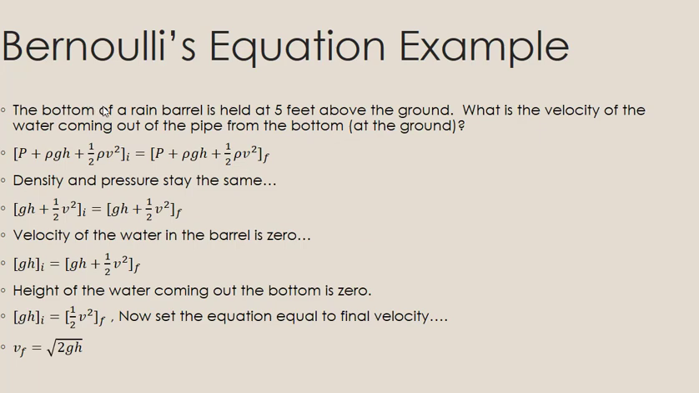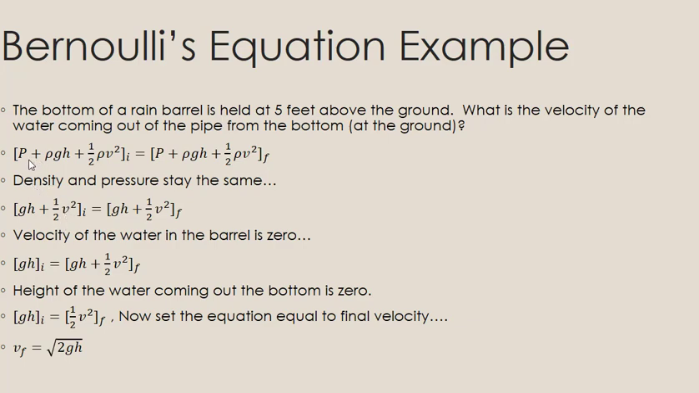The bottom of a rain barrel is held at 5 feet above the ground, okay? What is the velocity of the water coming out of the pipe from the bottom at ground level, saying that the bottom is at ground level? Well, first we'll start out with this new equation we just learned, okay? Density and pressure stay the same.